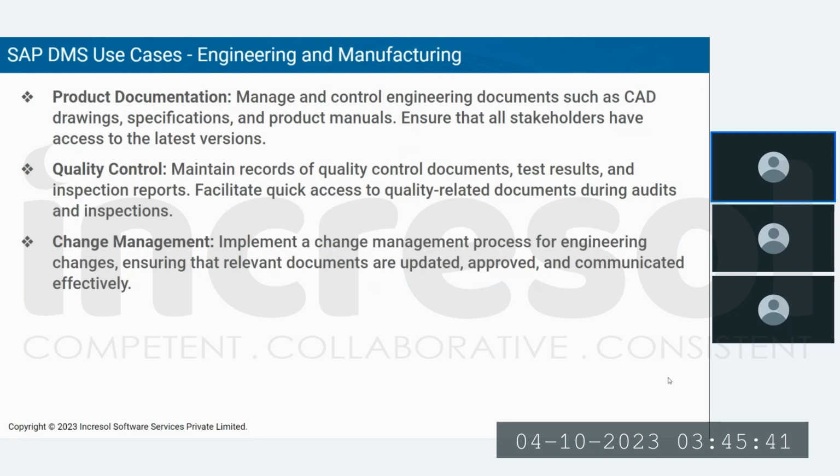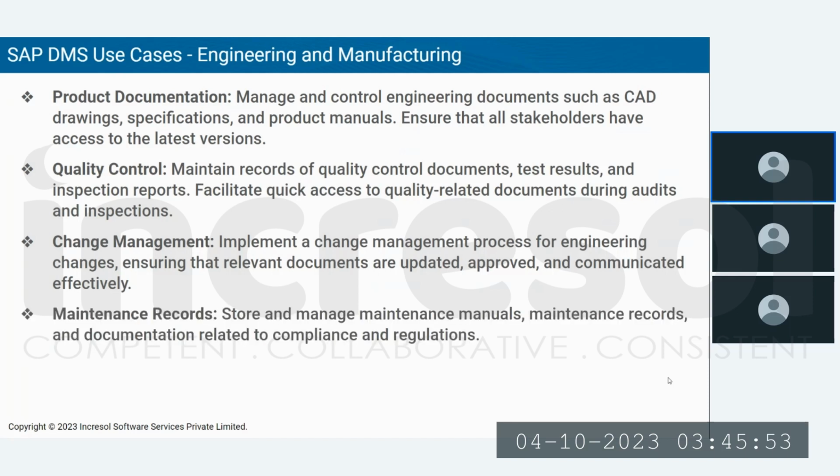Change management. In case of engineering products, there is a lot of change management that happens. So that engineering change management can also be handled through DMS systems. Any version changes or any specific changes, you can go through a series of approvals. Only on approval can it be communicated to all the respective users.